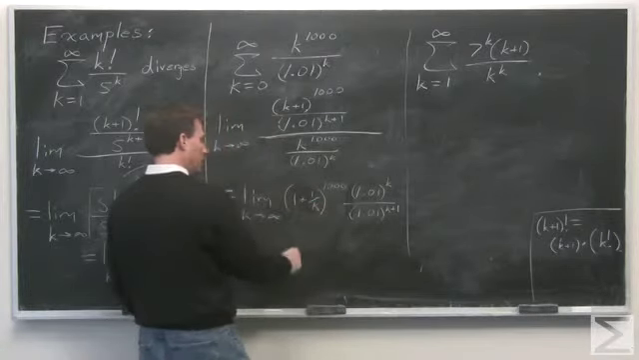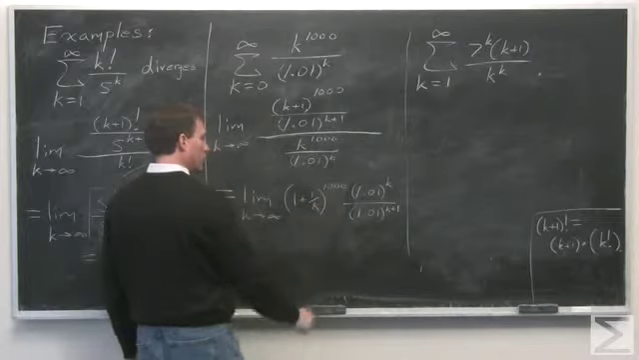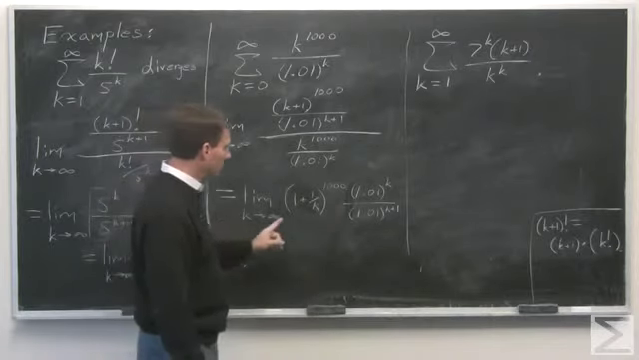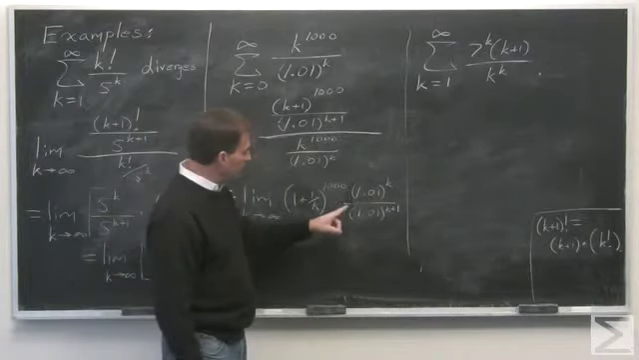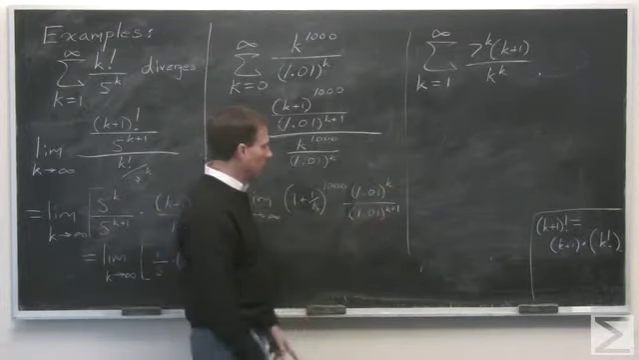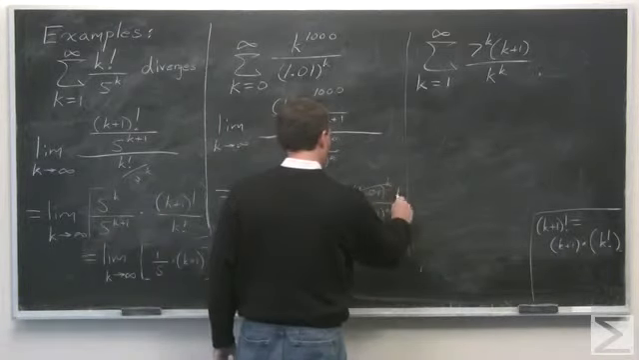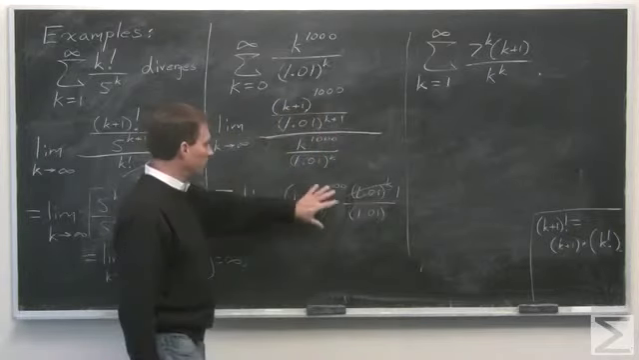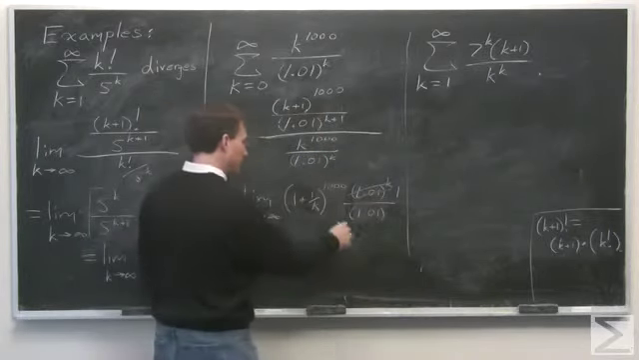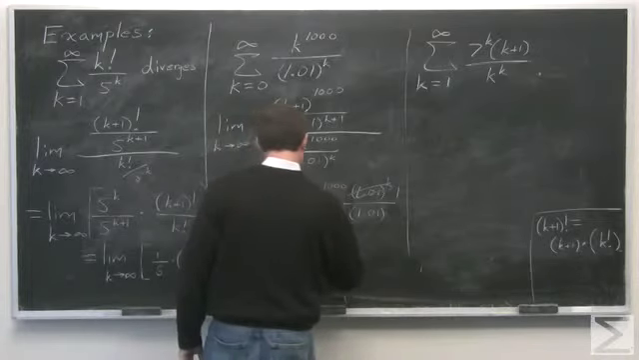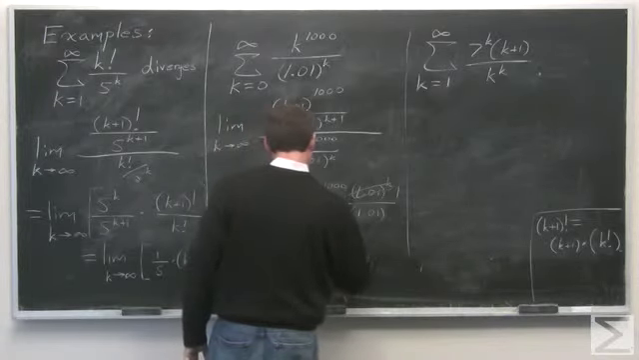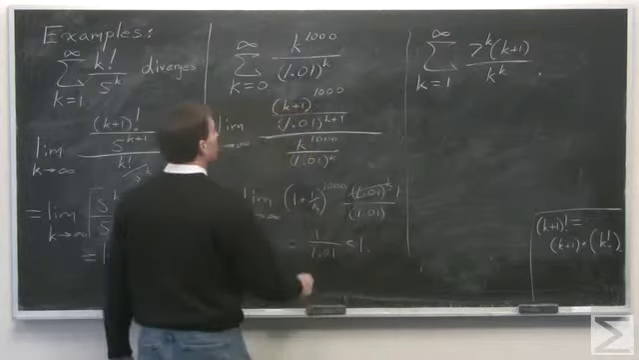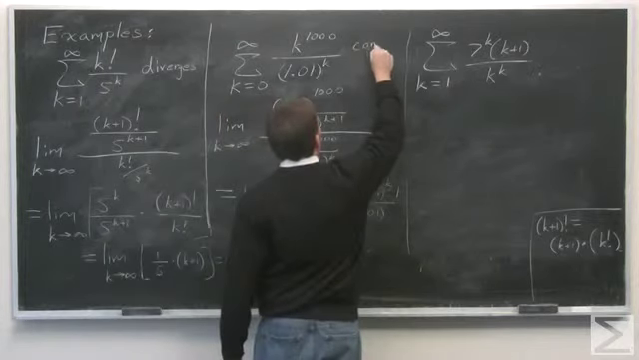As k goes to infinity, this goes to 0 and you get 1 to the 1,000th. That part goes to 1. This part, as well, you can just divide. This is just the same as 1 over 1.01. So as k goes to infinity, this part goes to 1, and you're left with 1 over 1.01. Well, that's less than 1. So this converges by the ratio test.